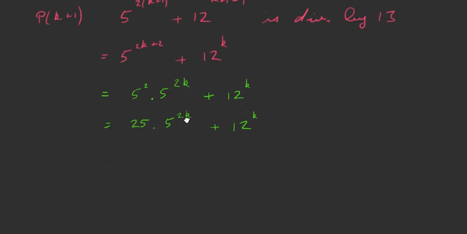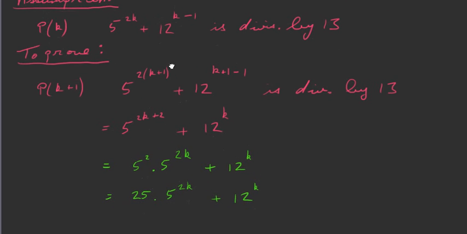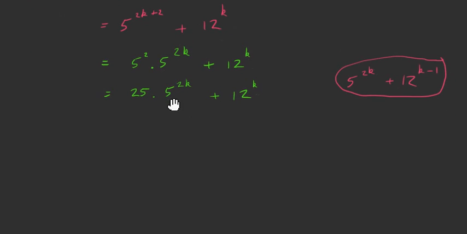What I can do here probably is just go back to our assumption. If I can end up with something like this somewhere, I know that this is divisible by 13. That was my assumption, so I'm just going to write that over here somewhere to keep an eye on it. What did I say? 5 to the power of 2k plus 12 to the power of k minus 1. I just want to keep that here, because I know that this is divisible by 13. Okay, so let's see if I can include that somewhere in here.